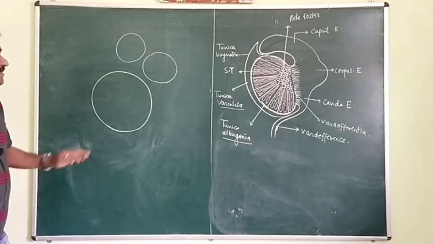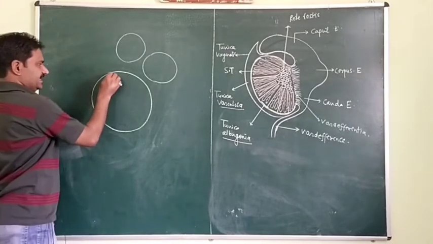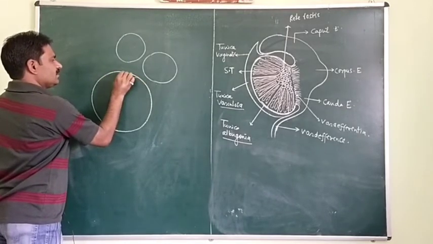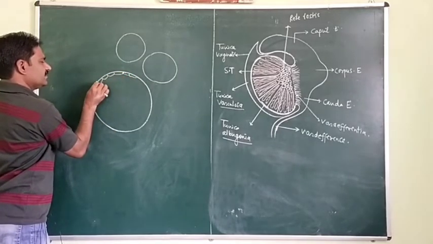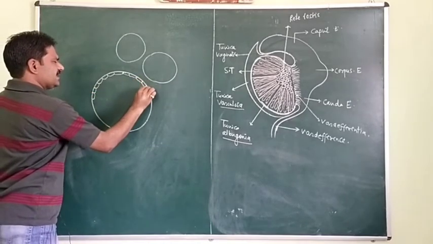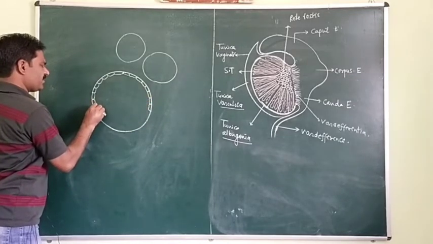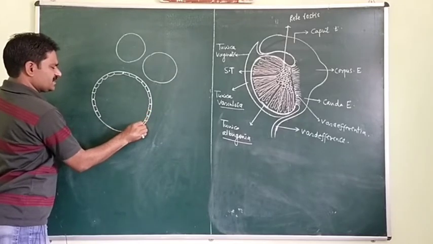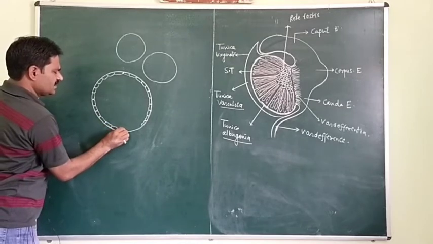Now this seminiferous tubule is lined by a single layer of germinal epithelium, and this germinal epithelium is cuboidal. This single layer of germinal epithelium helps in the formation of sperm. This is the germinal epithelium, the single layer of the seminiferous tubule.